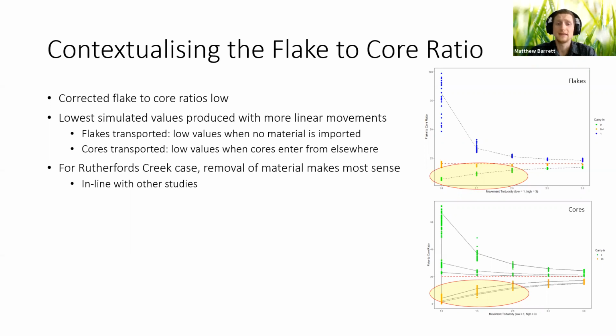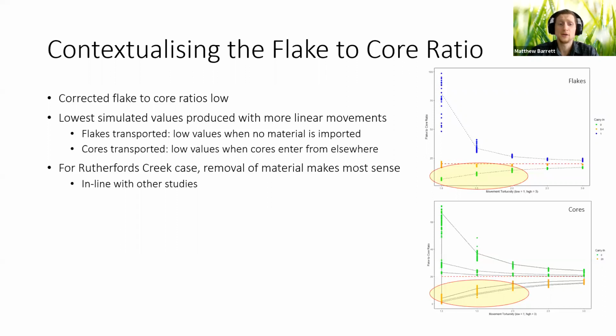So for Rutherford's Creek, the mass import of material doesn't make sense if raw material is locally abundant. So the removal of material from the area is more parsimonious. Corrected ratios are quite low, and the simulations suggest that we would expect to see lower ratios as movement is more linear, or in real-world terms, people are highly mobile, not spending much time in one place. If people did spend more time in one place, we would expect to see higher corrected flake to core ratios than what we otherwise do.